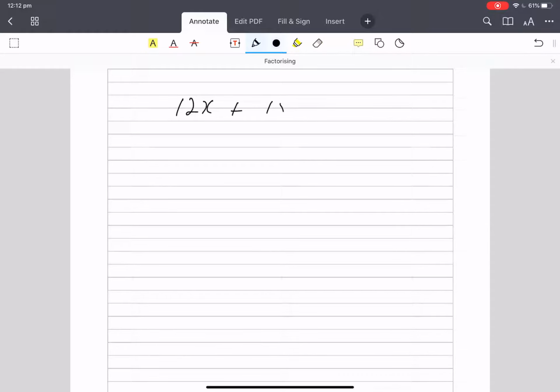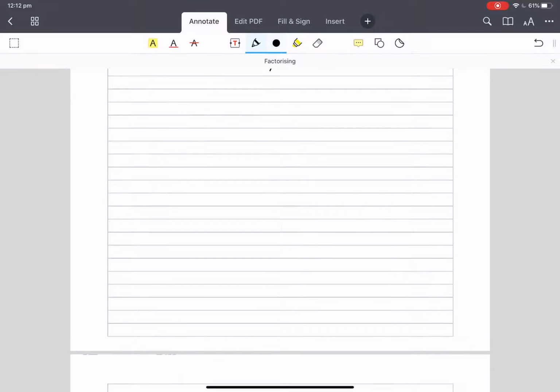12x plus 15. What's common between the 12 and the 15? I'm going with a 3. 3 4s are 12, and 3 5s are 15. It's getting easier and easier, isn't it? Well, let's change it up a little bit.